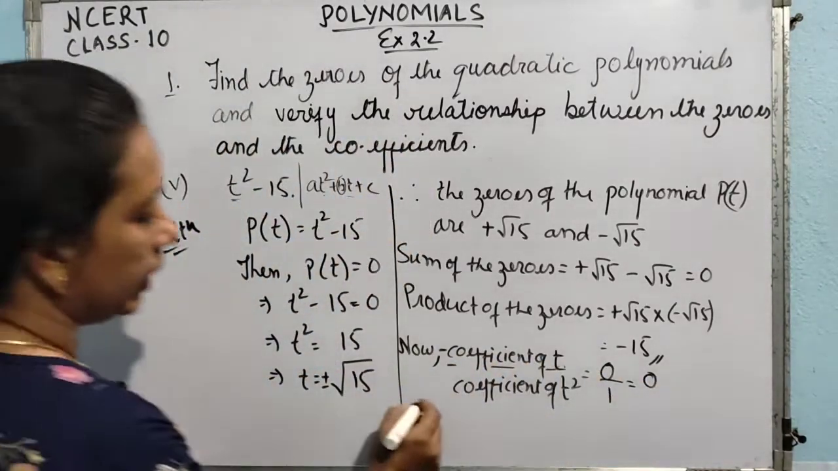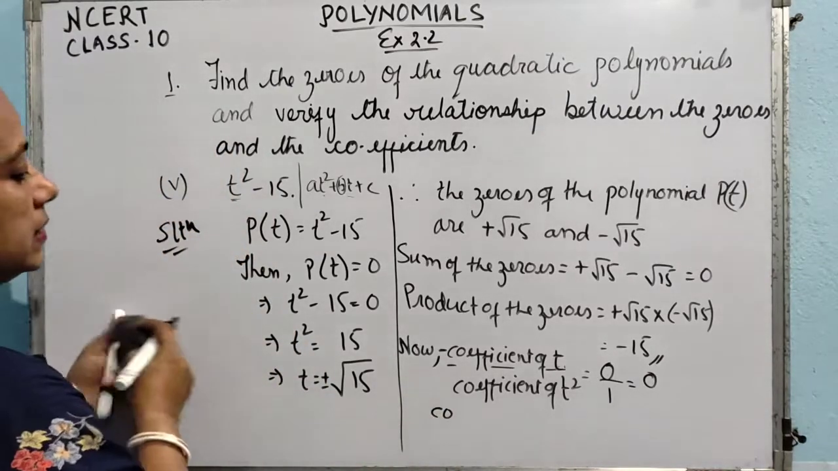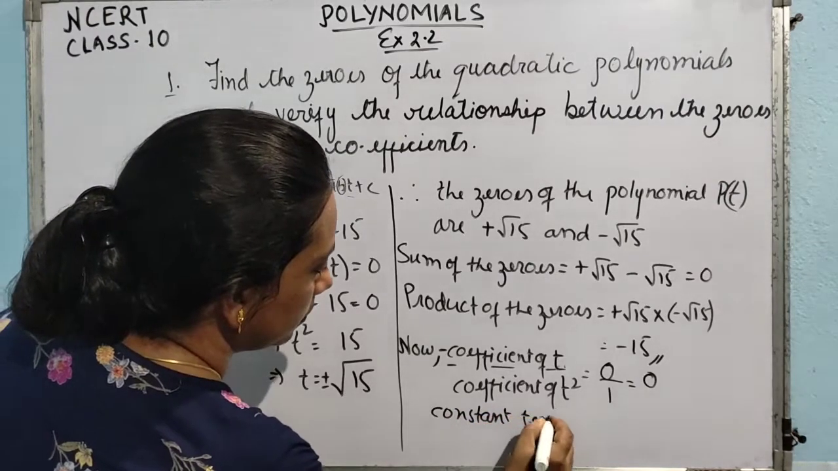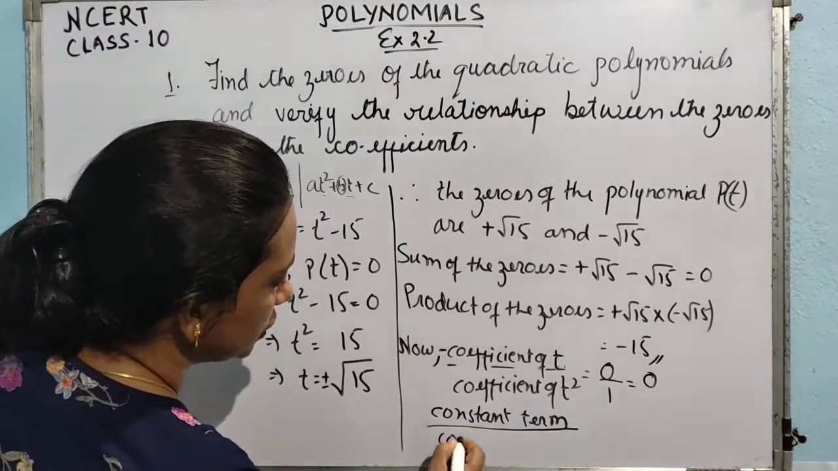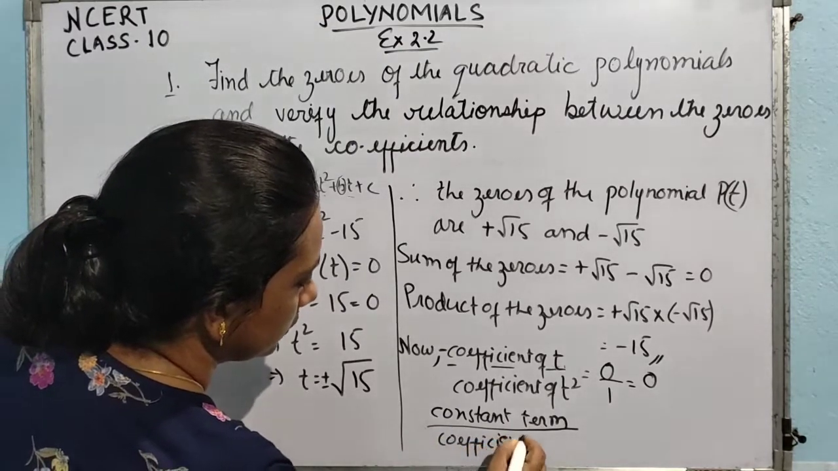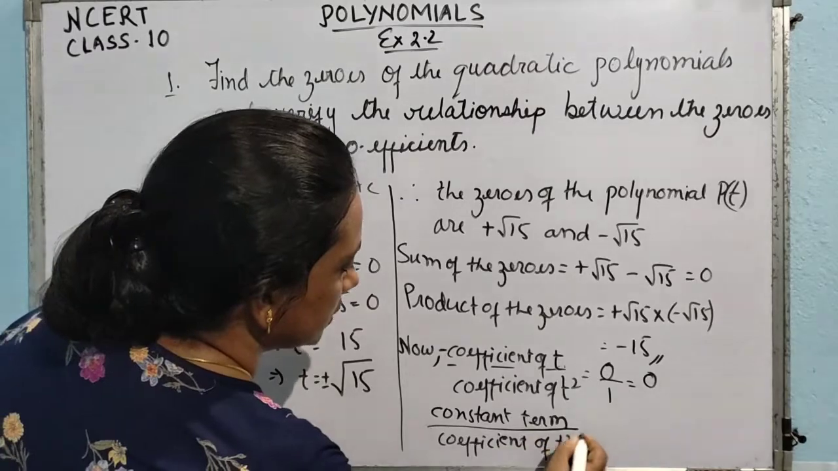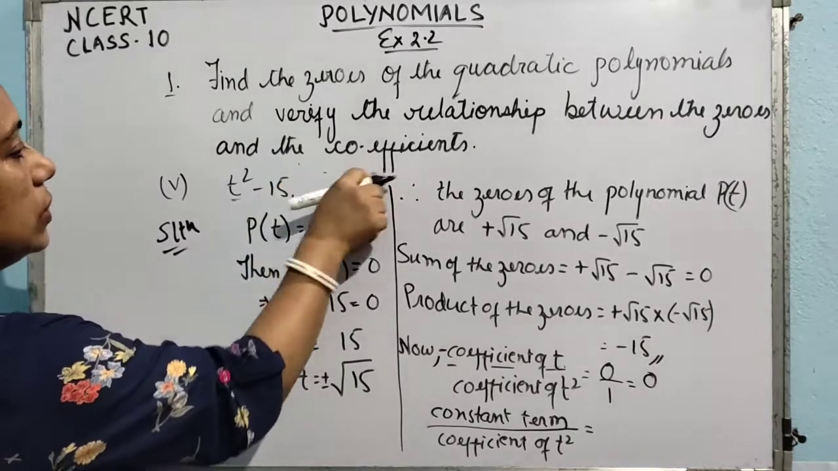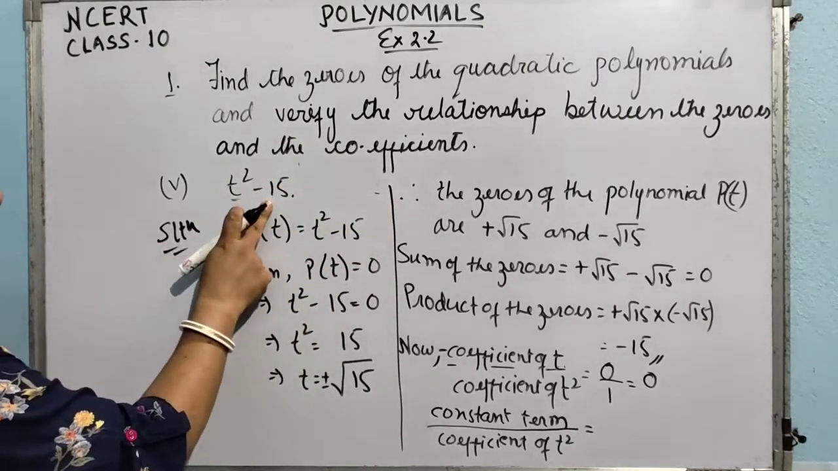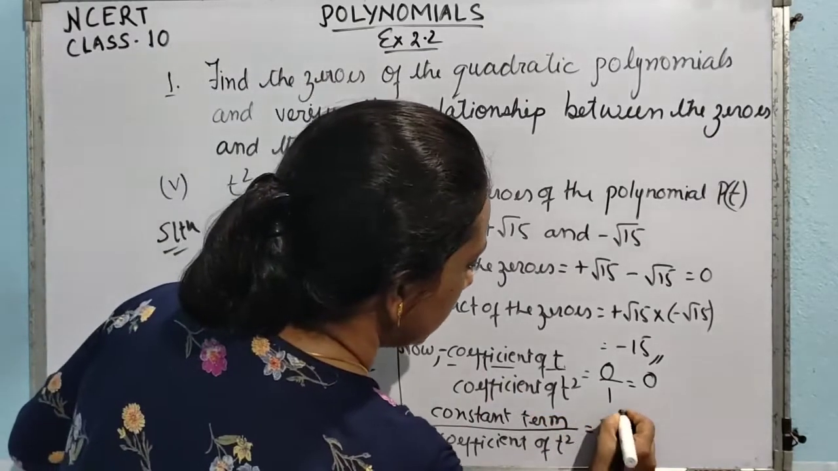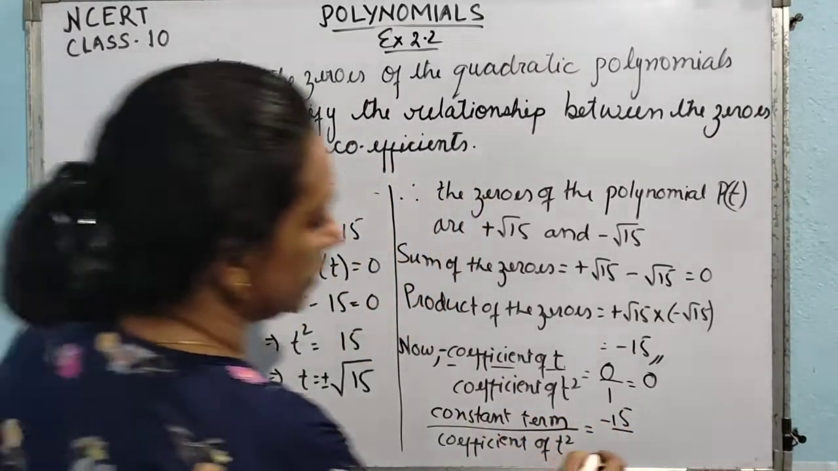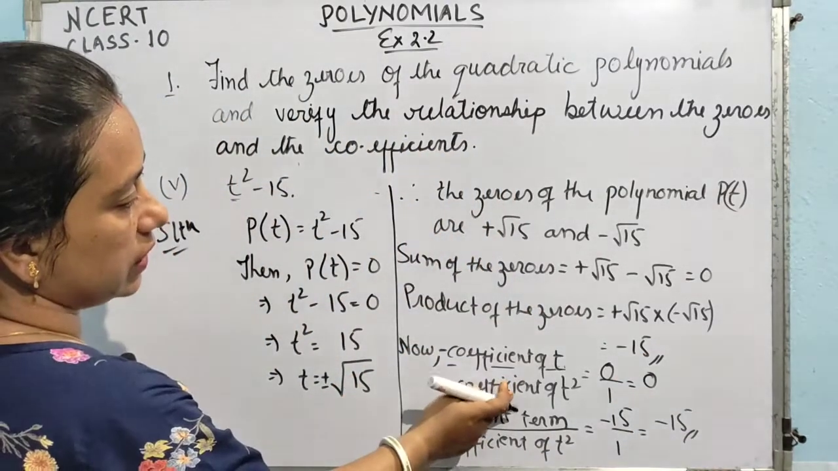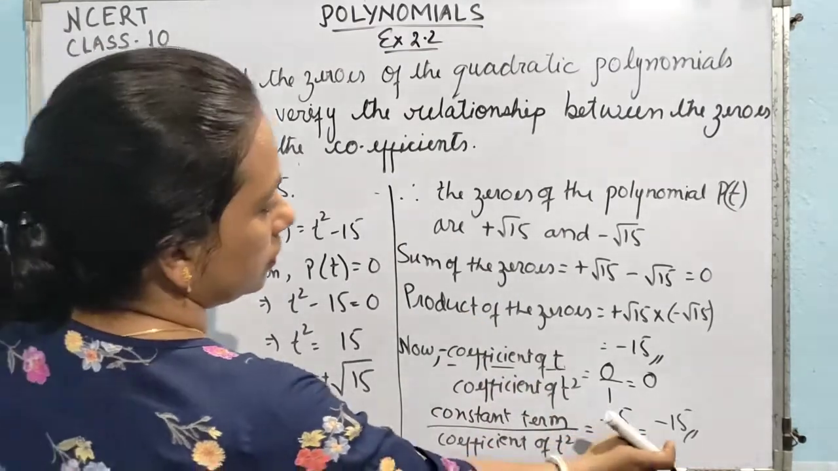Okay, and now the next thing is that we have to find out the constant term by coefficient of t square. Now what is our constant term? This is the term which is not having any variable with it. So this is going to be our constant term. What is the constant term? Minus 15. Okay, minus 15, and coefficient of t square is definitely 1. So it will be minus 15. Now you just compare, sum of the zeros is giving you this one and product of the zeros value is equal to this one, isn't it?